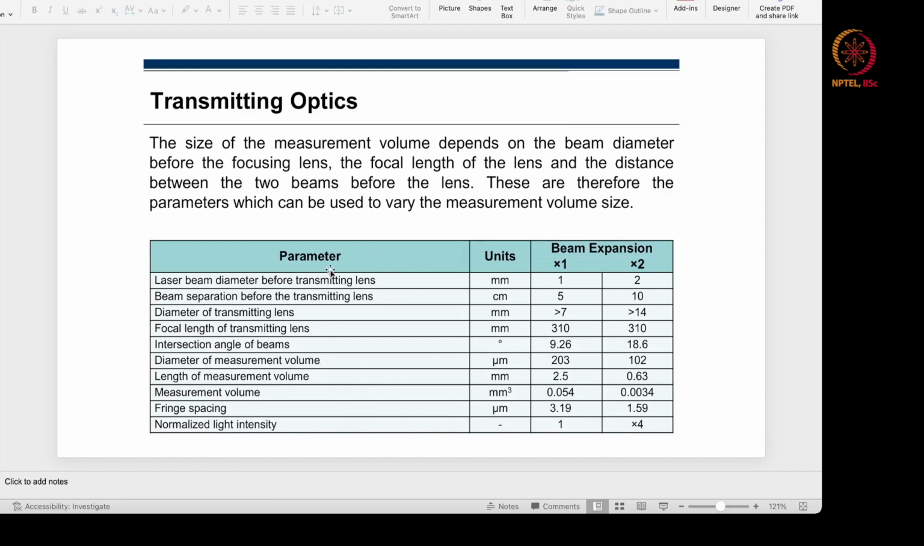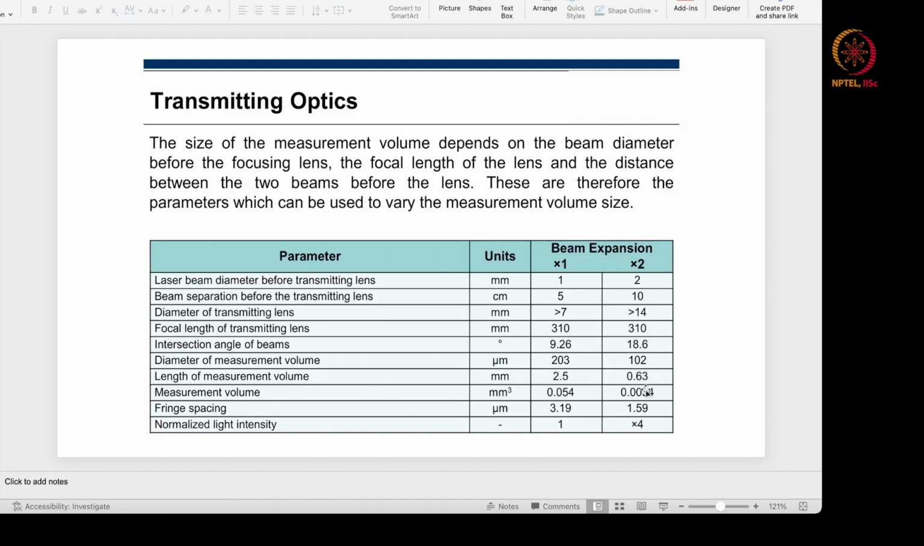The laser beam before it goes to the transmitting lens, say 1x means there is no expansion, is 1 millimeter. After expansion, it is like 2 mm. So the beam separation before the transmitting lens is 5 centimeter and 10 centimeter, for example. The diameter of the transmitting lens is of that order. The focal length is 310 mm. The intersection of the beams is about 9 degrees, and this is about 18 degrees here. The length of the measurement volume is 2.5 mm, and 0.63 mm once you go on to the beam expansion.